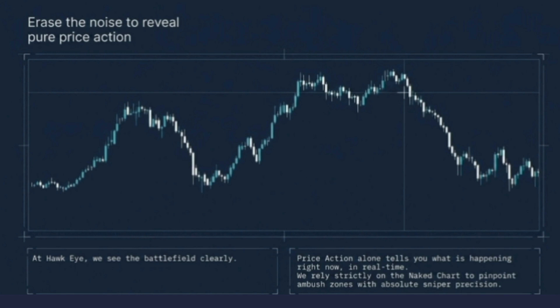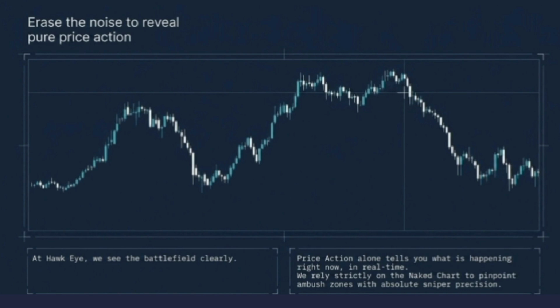Okay, let's unpack this, because why on earth would so many traders rely on complex indicators if, as the Hawkeye system claims, they actually just lead to late entries and consistent losses? Right. We're taught from day one that you need confirmation before you enter a trade. Right, yeah, but the flaw lies in the fundamental mathematics of what an indicator actually does.